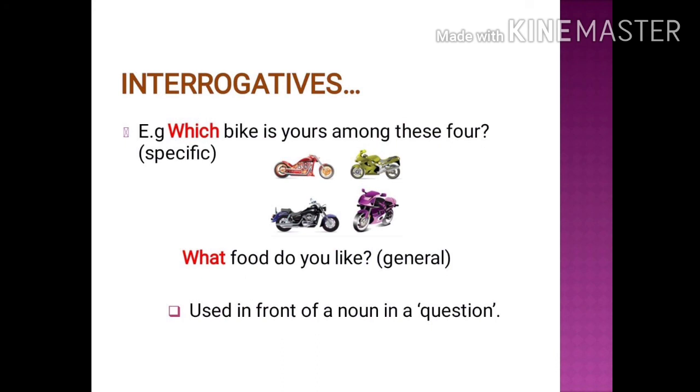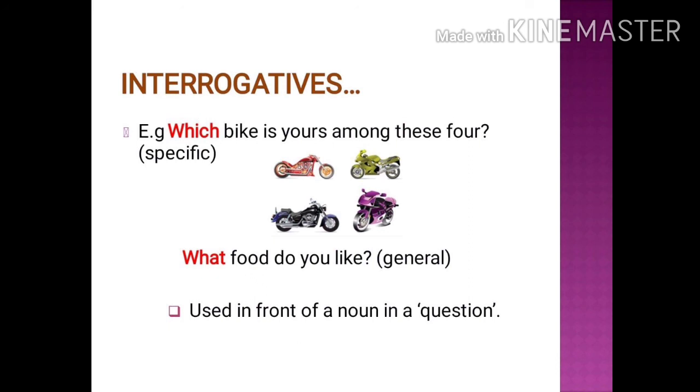Children, which is used to denote particularity. Imagine there are four bikes kept in front of you, and I am speaking about a particular bike which belongs to you. So I am asking which particular bike belongs to you? Which bike is yours among these four? You are particular about the bike. Maybe you are pointing out at it. See this example. What food do you like? What is used with a general noun. I am not specific about the particular type of food here. I am generally asking what food do you like?